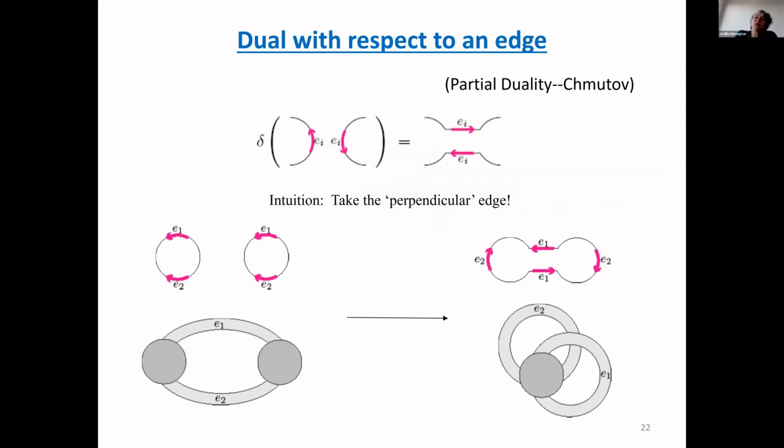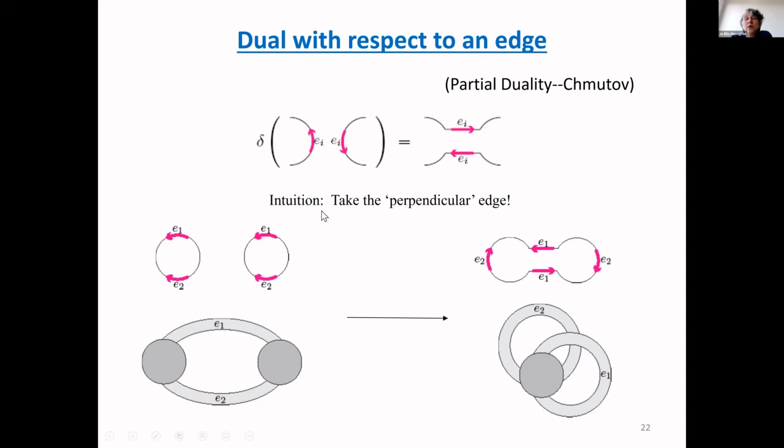Taking the dual with respect to an edge. So this is partial duality. Shmutov came up with it, although I'm hearing inklings now that it's possible that some 30 years ago, Boucher actually had this buried in a paper somewhere, but never did anything with it. But Shmutov certainly popularized it, and he certainly showed the power of this operation and what could be done with it.